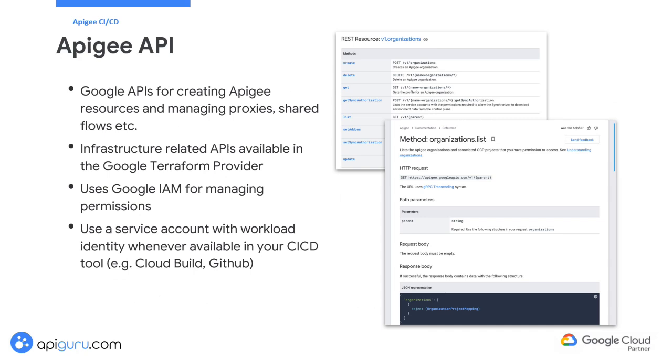Apigee APIs are Google APIs specifically designed for creating and managing Apigee resources such as proxies and shared flows. They facilitate comprehensive management of your API infrastructure and seamlessly integrate with the Google Terraform provider for infrastructure-related tasks. These APIs leverage Google IAM to manage permissions and enforce secure access controls. For enhanced security and optimal integration with CI/CD tools like Cloud Build or GitHub, it is recommended to use a service account with workload identity whenever possible.